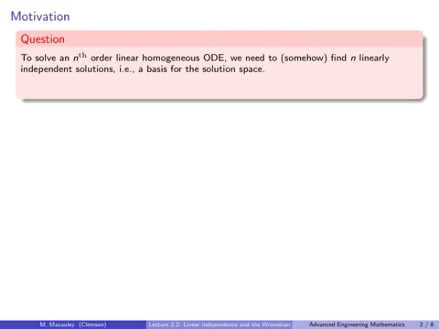To solve an nth order linear homogeneous ODE, we need to somehow find n linearly independent solutions. In other words, a basis for the solution space. Recall this is a vector space of dimension n. Here's the question. Suppose we have n functions that we know are solutions. It's easy to check that. But how can we determine if they are actually linearly independent or not?